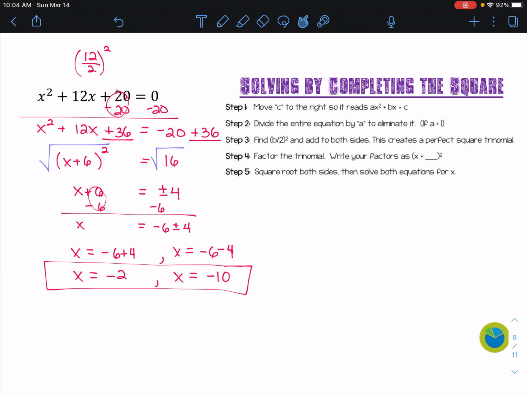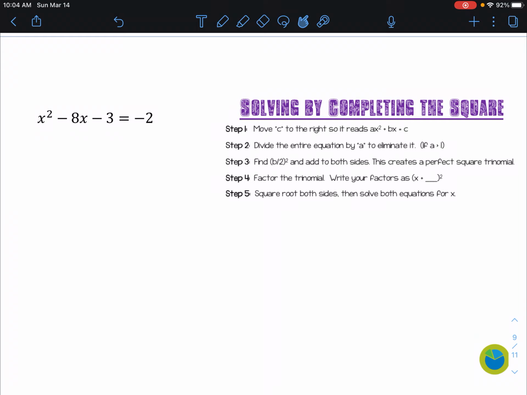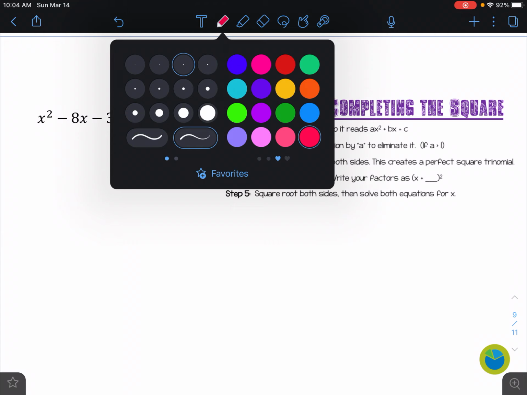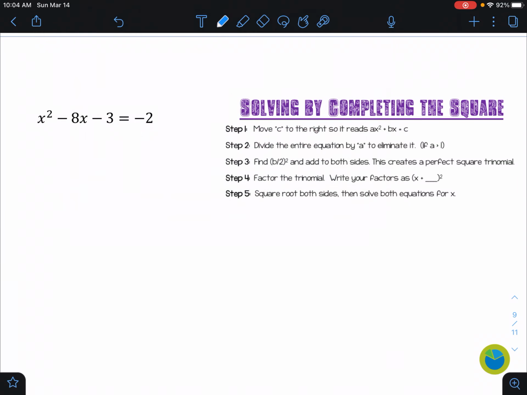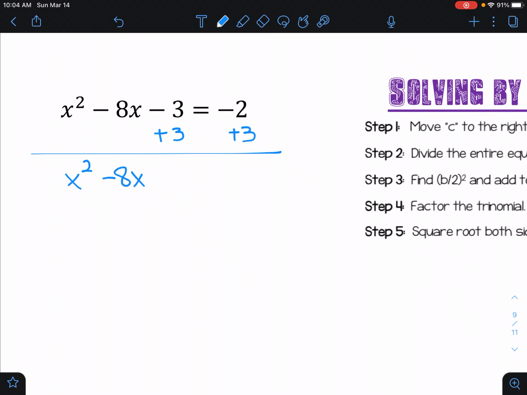Okay, so we're going to try a couple other ones here, just to make sure we got this. All right, same things. I'm going to move this c to the other side. Notice in this particular case I have, again, a leading coefficient of 1. So that means add 3 to both sides. I get x squared minus 8x. This is going to cancel out. I'm going to leave that space there. This is 1. And then I'm also going to add that same thing over here.